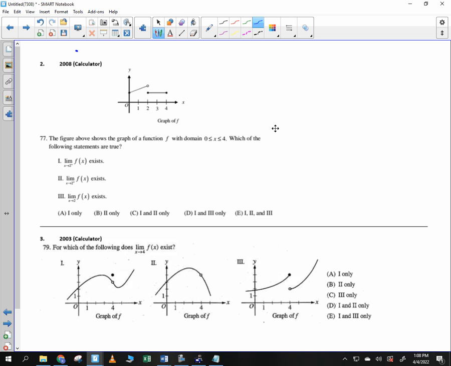Okay, which of the following statements is true? Limit as x approaches 2 from the left. Yes, that does exist. Limit as x approaches 2 from the right. Yes, that is true. The limit as x approaches 2, that does not exist as a whole, so it would be 1 and 2 only. Okay, for number 3, we have which of the following does limit x equal 4 exist? It is true for 1, it is true for 2, it is not true for 3. So 1 and 2 only, so again you have letter D.